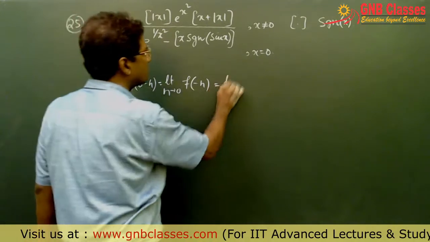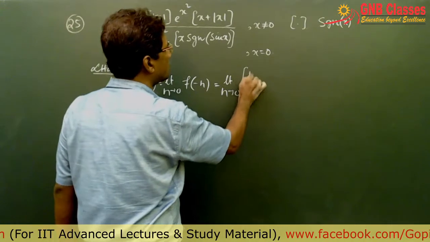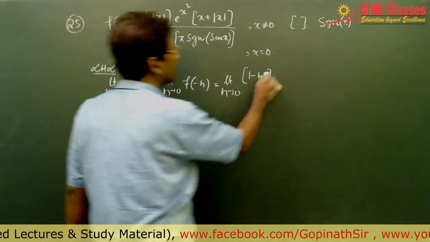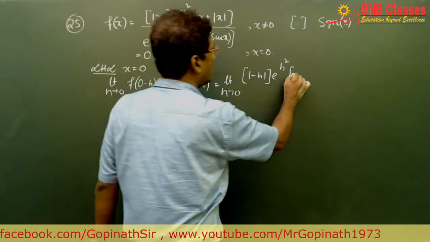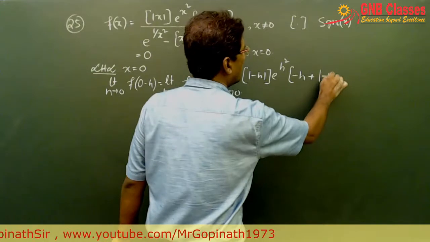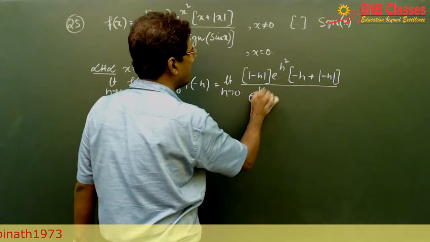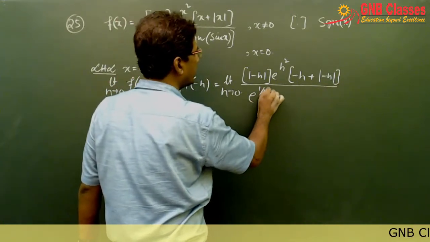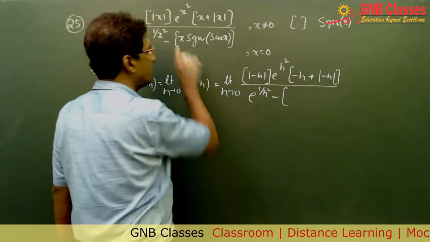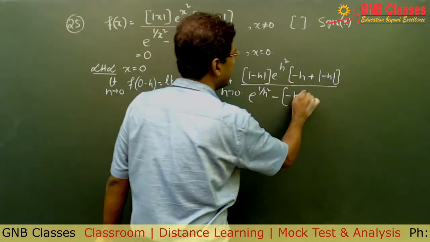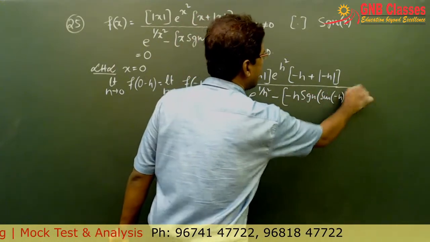So minus h, so what are we getting? In place of x we are putting minus h, so we are getting box of mod of minus h, e to the power 1 by h squared, minus h plus mod of minus h, box ends there, divided by e to the power 1 by h squared, minus box of signum of sine of minus h, box ends there.